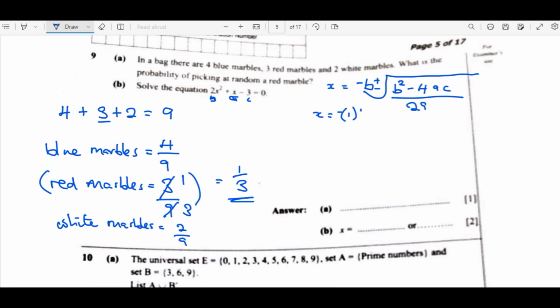So x is equal to negative, and then we have 1 there, that is b, plus or minus the square root of b squared, that is 1, minus 4 open bracket a, that is 2 there, close and open c, it is negative 3 there, and then over 2 open bracket a, so we have a 2 there.